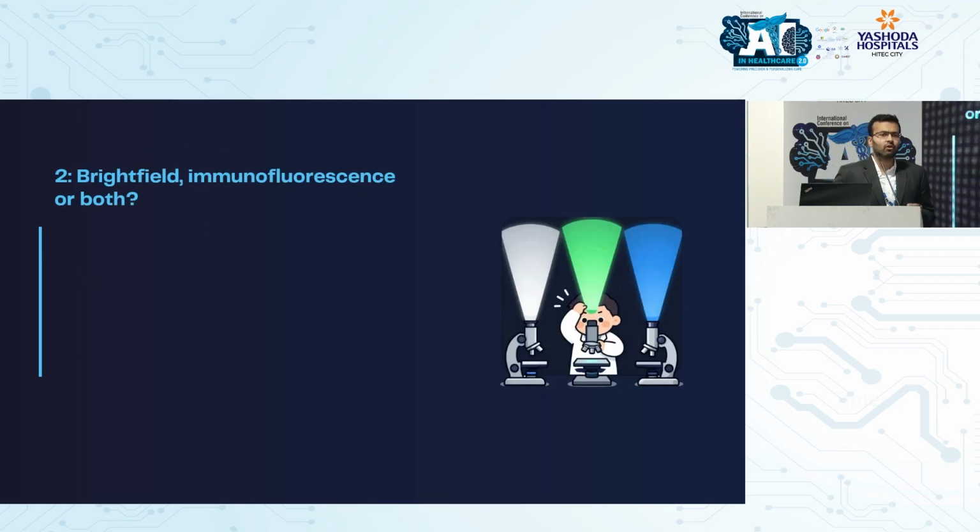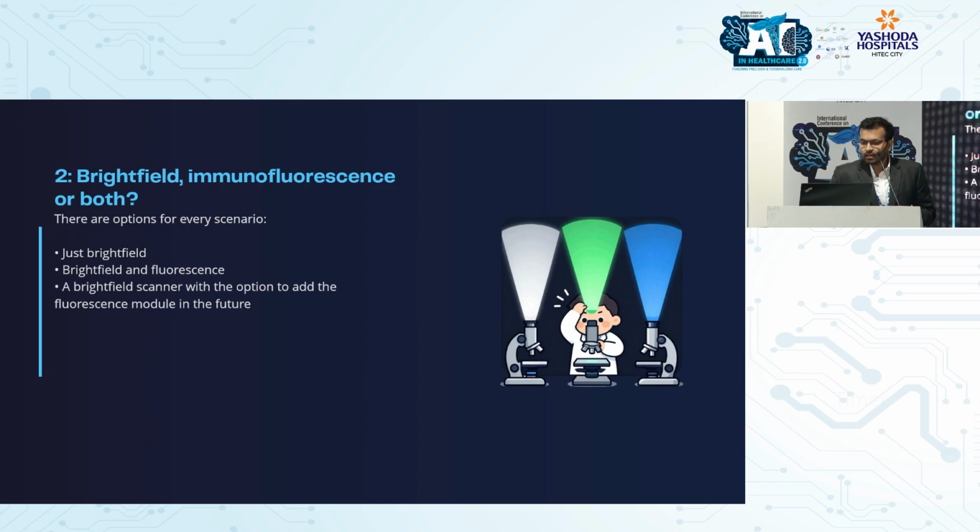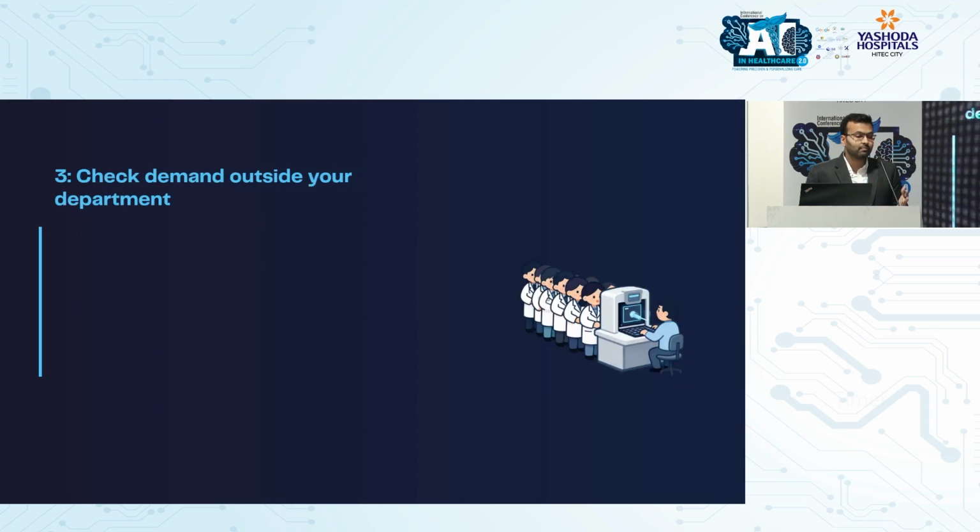What do you want to use it for? Bright field, immunofluorescence, or right now you want to use it for bright field and in the future you want to upgrade. This is something you need to look at. Check the demand outside your department. Like in big institutes where you have a department of oncopathology, a department of dermatopathology, one department wants a scanner, and then everybody else around them also starts wanting that scanner. So your throughput has to be calculated based on your predicted requirement of your hospital or the entire pathology department as a whole.